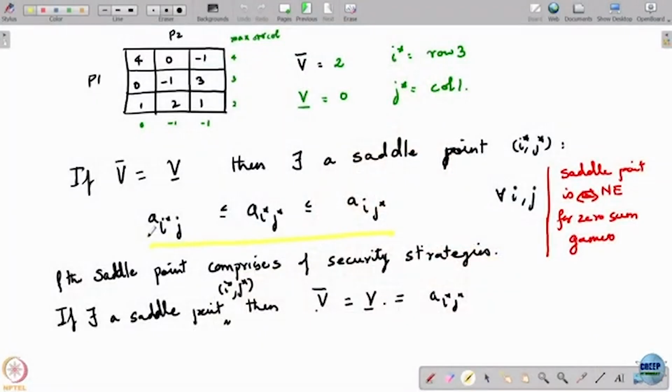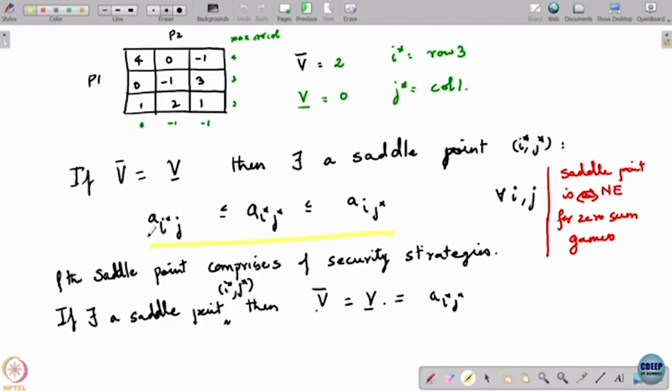So a saddle point in some sense is a more demanding concept, but a security strategy is something that each player can compute on its own. I don't even need to take the view of an observer. Each player just computes a security strategy by its own calculation. Okay, so that is one thing. Security strategies can be computed by players independently. A saddle point is something that is a joint definition.